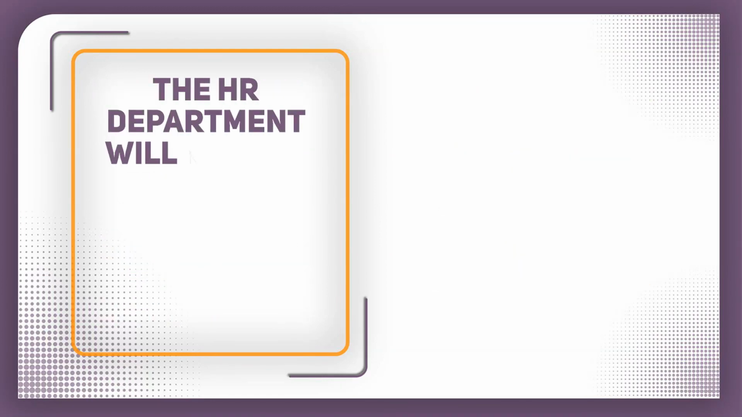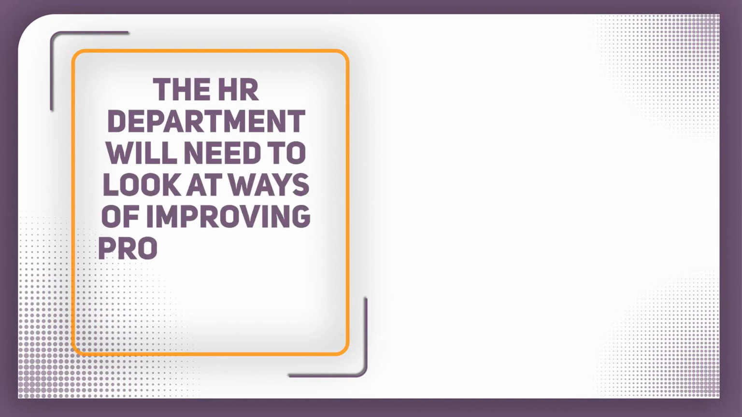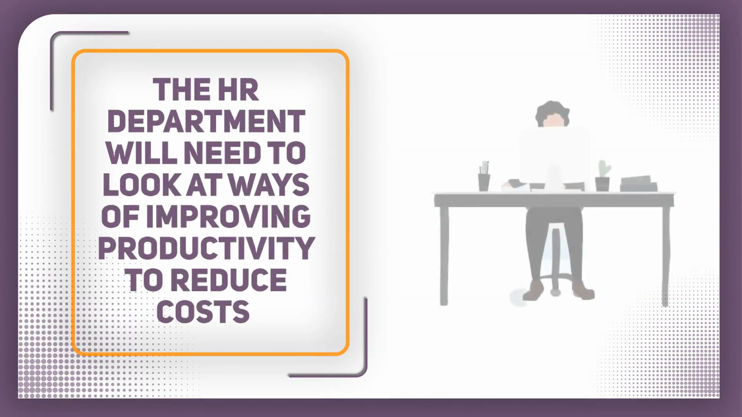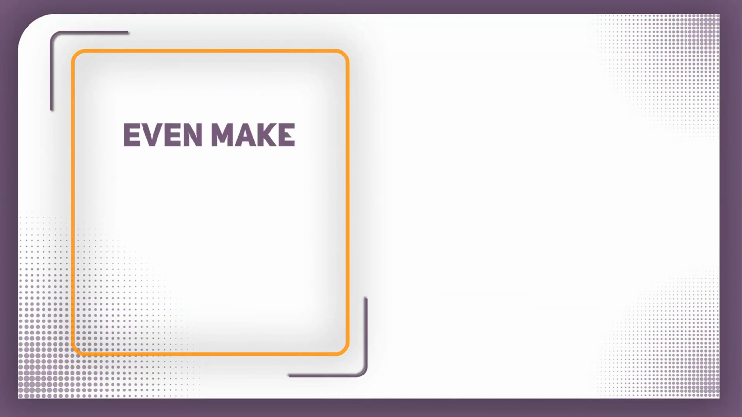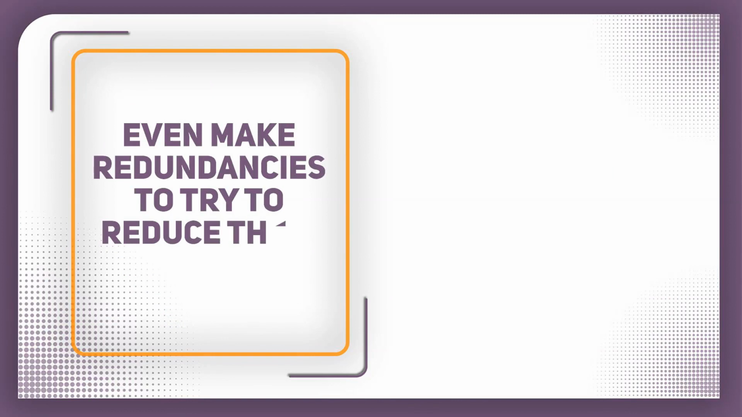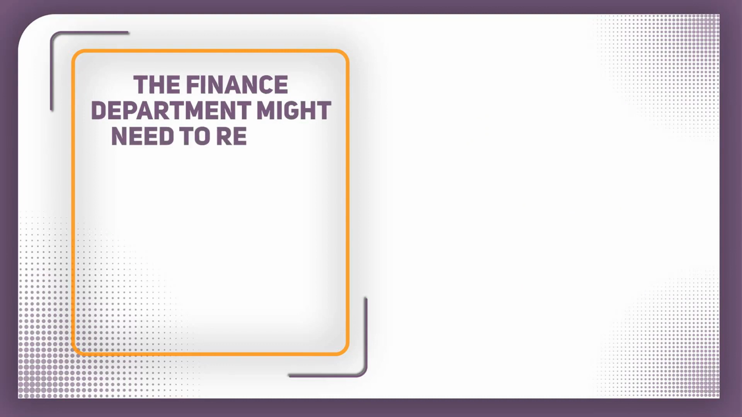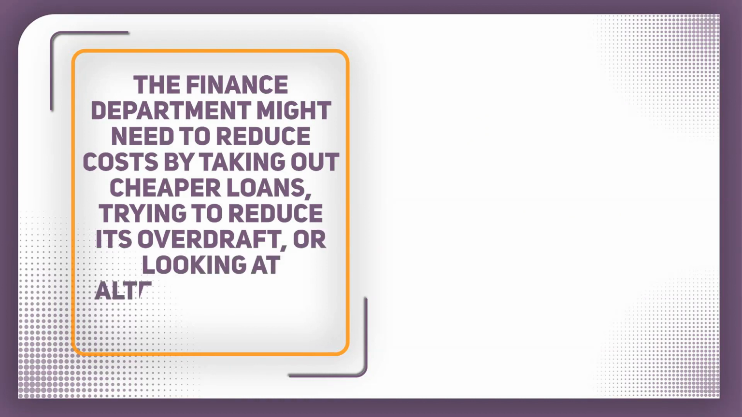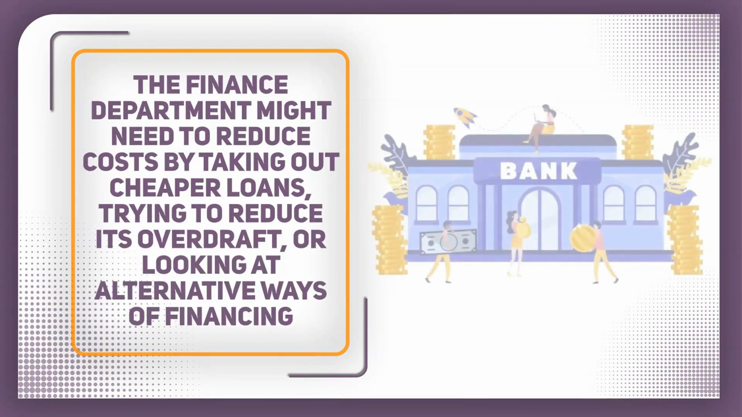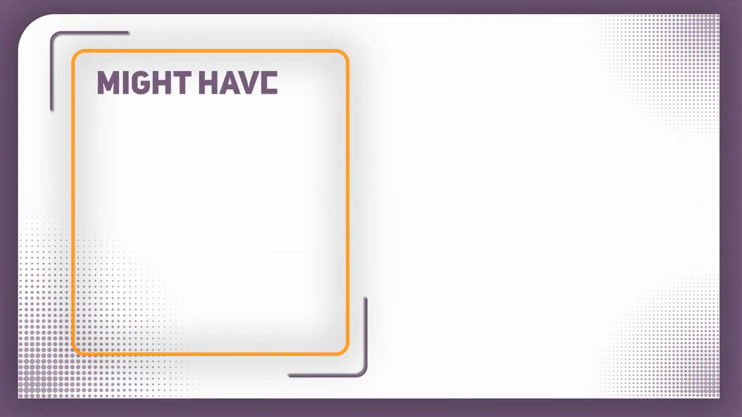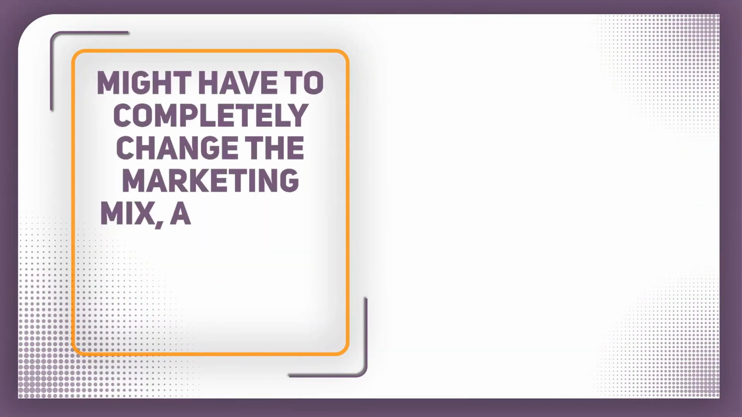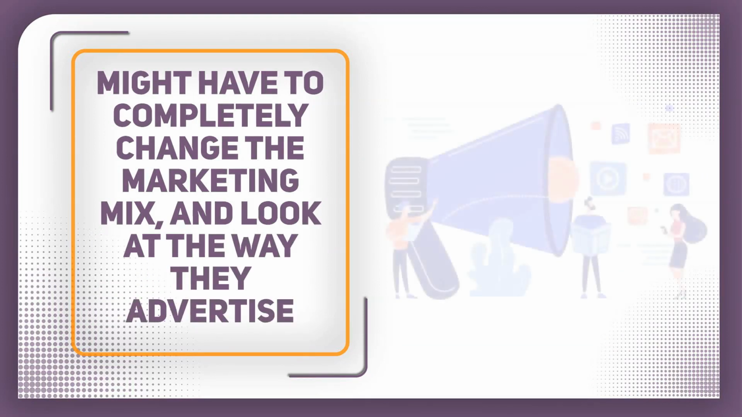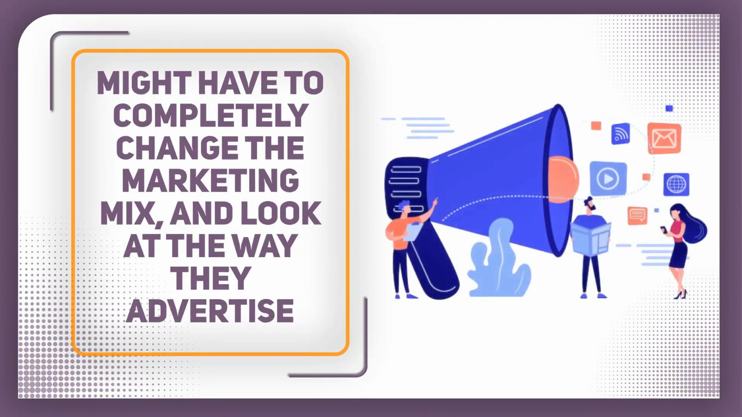The HR department, well, they will need to look at ways of improving productivity to reduce costs, and they may have to cut recruitment or even make redundancies to try and reduce their wage bill. When incomes fall, the finance department might need to reduce costs by taking out cheaper loans, trying to reduce its overdraft, or looking at alternative ways of financing. Finally, the marketing team might have to completely change the marketing mix and look at the way that they currently advertise. They will also need to look at their pricing strategy and probably their promotional offers.